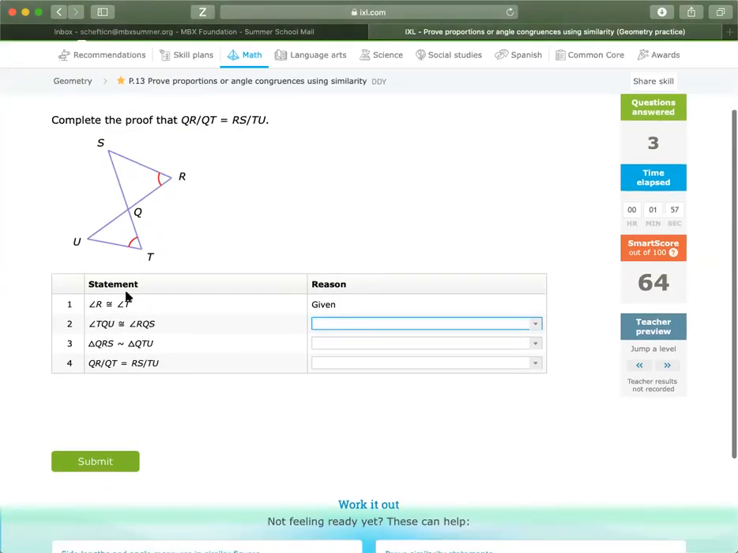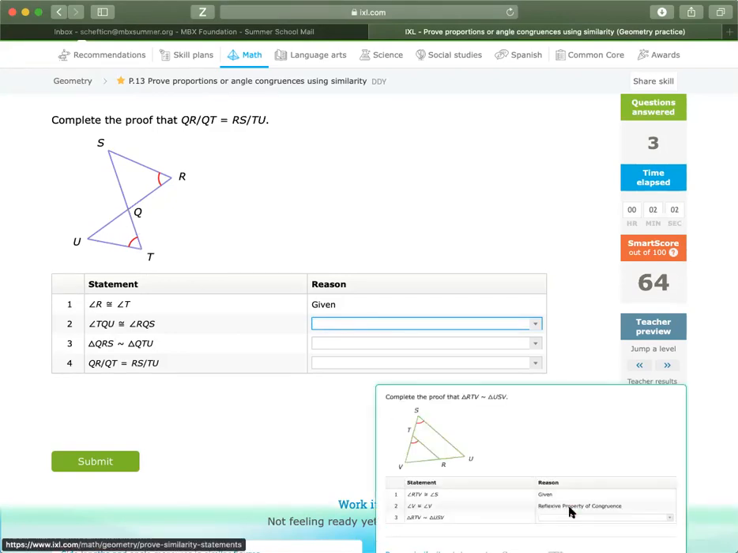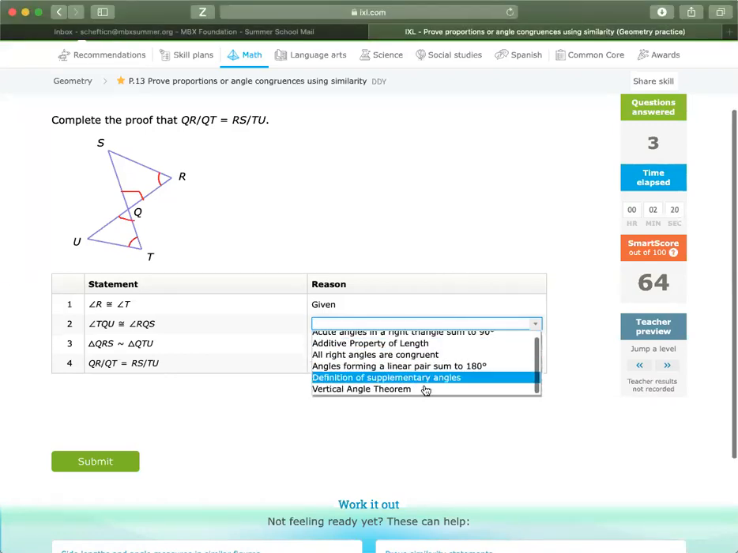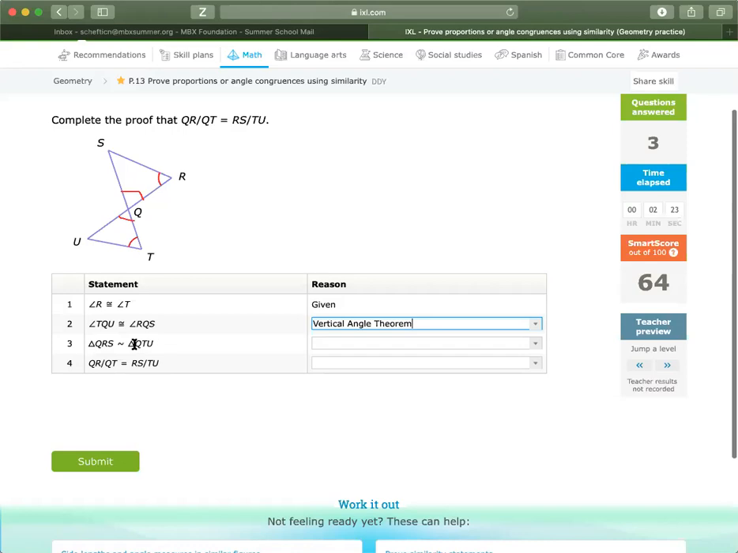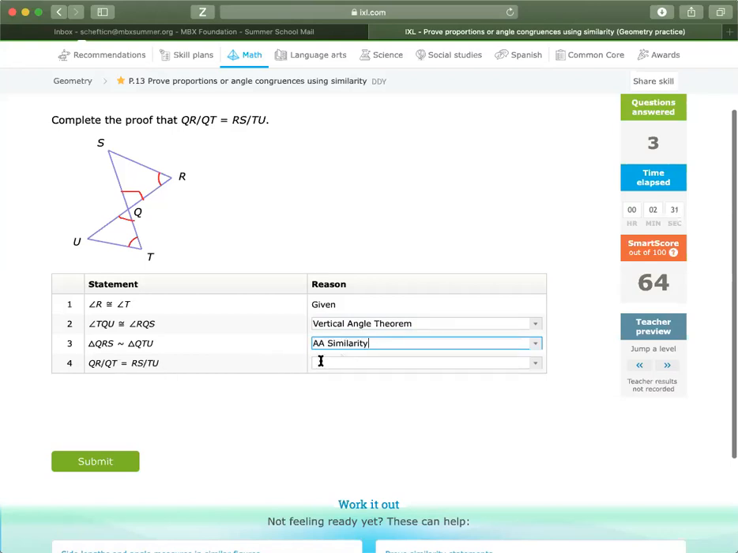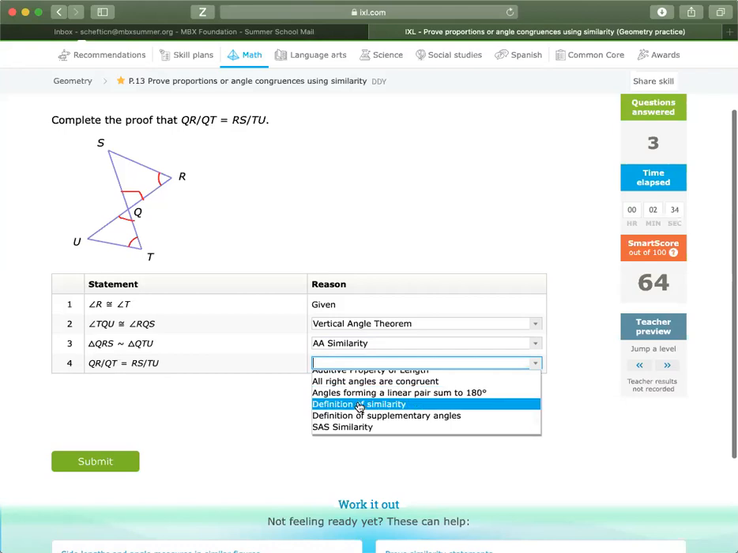So we've got TQU, so TQU right here. I'm just going to guess it's either vertical or reflexive. Based on this, I'm going to say vertical because it's here, but let's read the rest of it. Let's not jump ahead of ourselves. So RQS, yep, that's going to be vertical lines right there. So vertical angle theorem. Let's see here. We just worked with the angle. We had another angle there. So that's going to be angle-angle similarity. And then this right here, our final one, is going to be our definition of similarity.